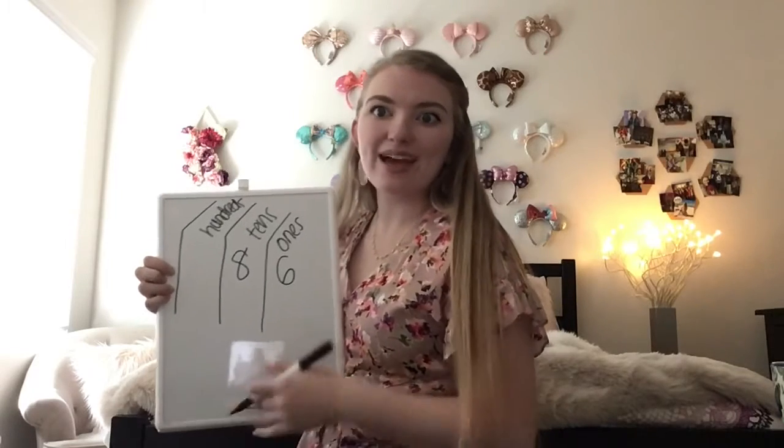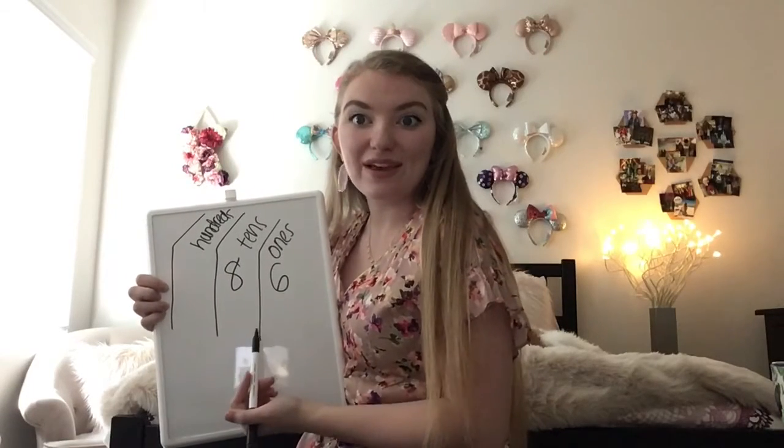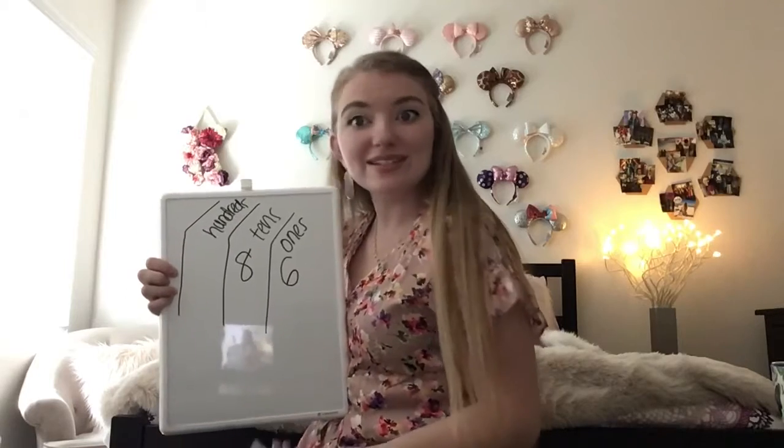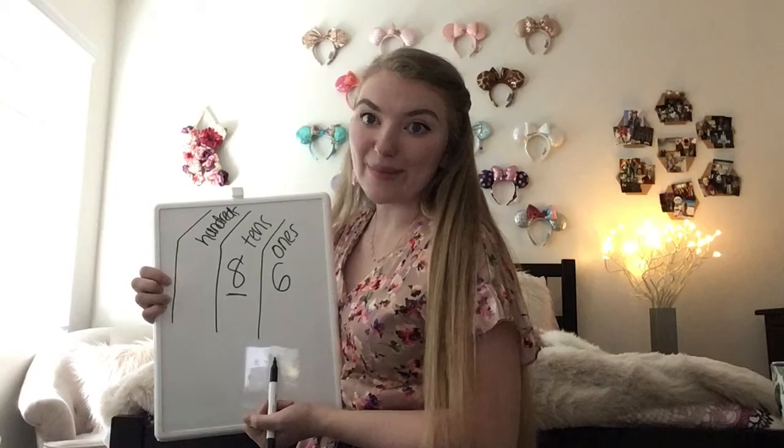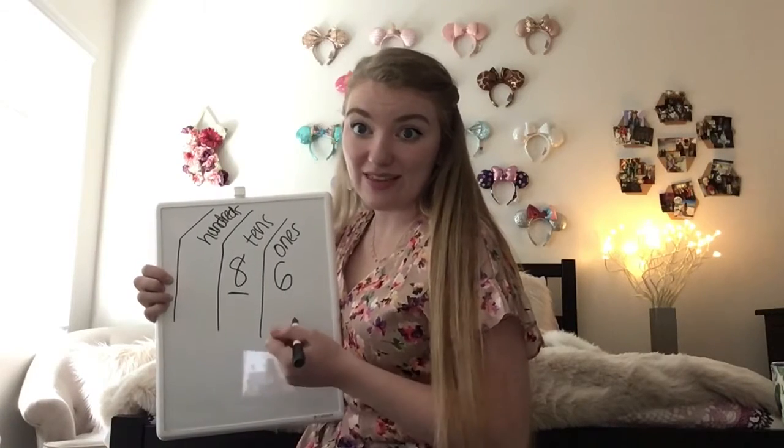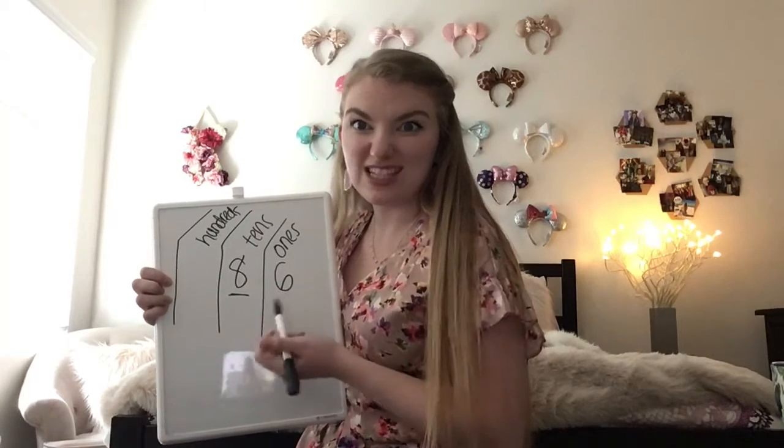Okay, our second step is to underline the place value that we're working with. In this case, we're going to be rounding to the tens again. So we're going to underline the 8, and then we're going to circle the number that affects how we round, which is in this case going to be the ones place, the 6.